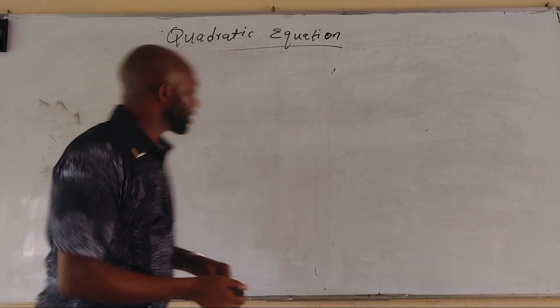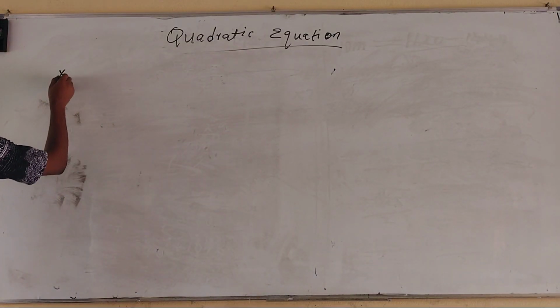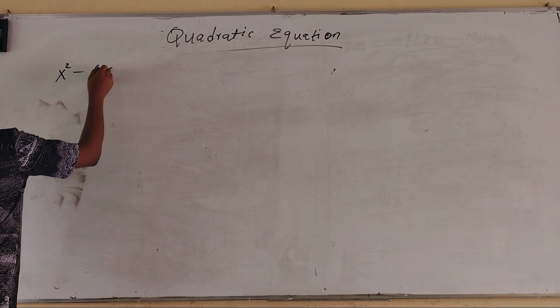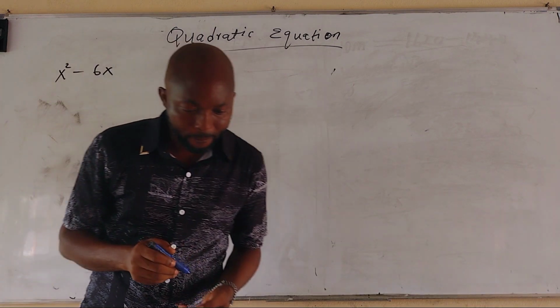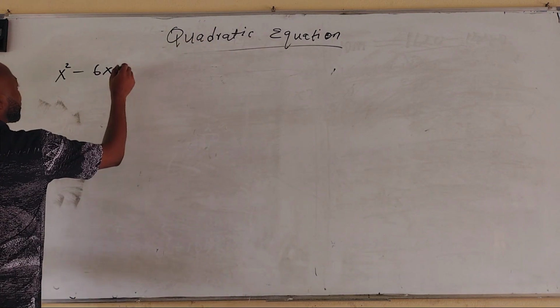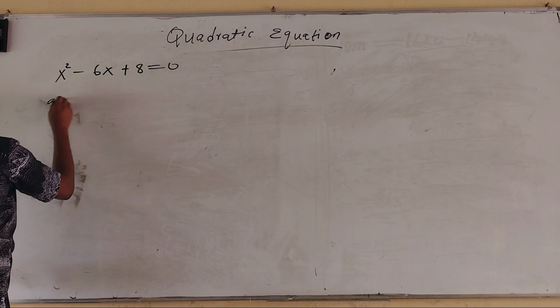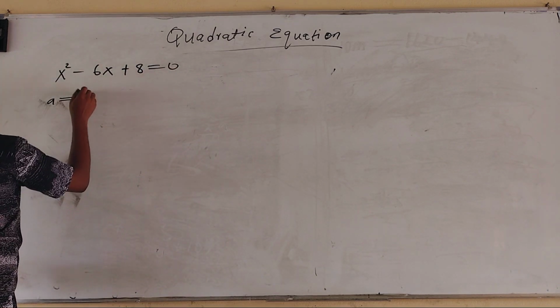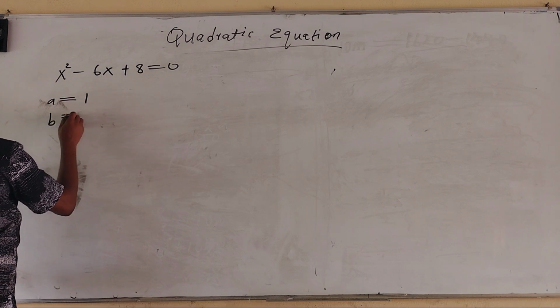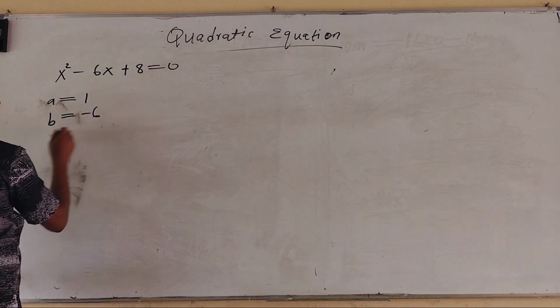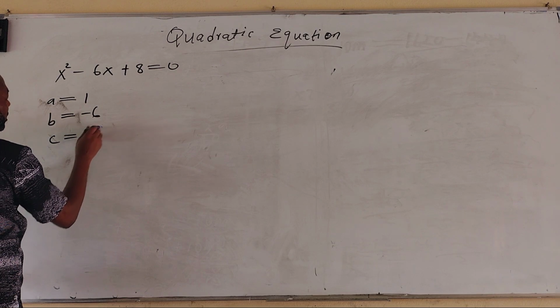x squared minus 6x plus 8 equals to 0. First, a is equals to the coefficient of x squared, which is 1. b is equals to minus 6. And c is equals to 8.